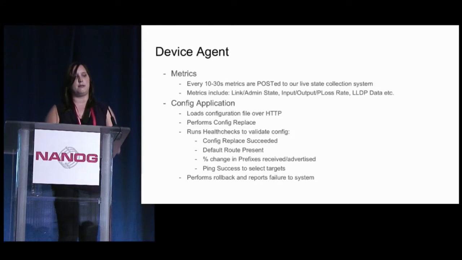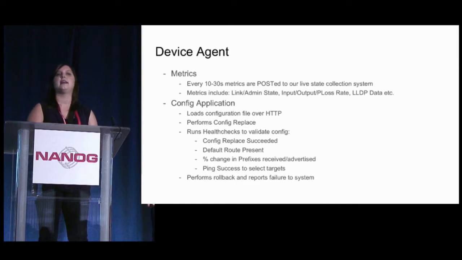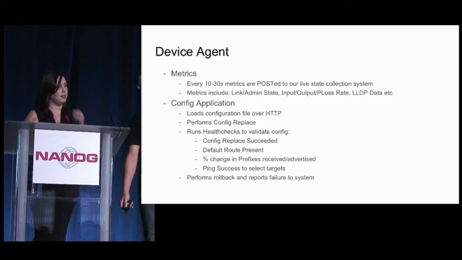What this then allows the system to do is automatically perform a rollback and report back if something did go wrong, and then a network engineer can get involved and resolve it. I do want you all to comment for a moment on why we went this route instead of some of the open source solutions for getting configs onto devices.